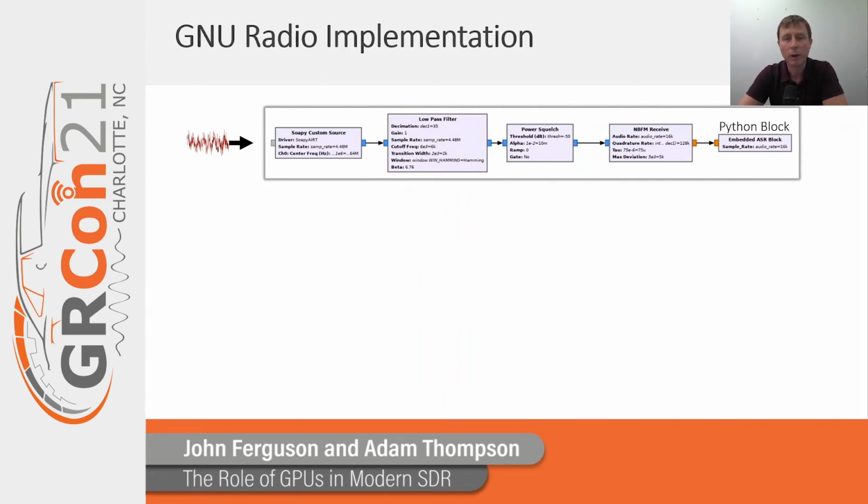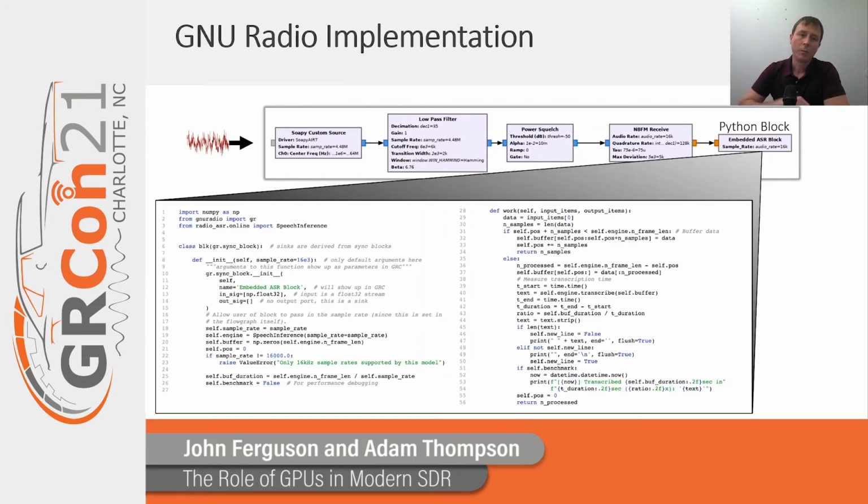We then run that through a power squelch. If we break squelch, then that goes to a narrowband FM demodulation, and then we go to GNU Radio's Python block where we have created embedded ASR code. If you look at this embedded Python block, we have the code down here below. What we are doing is just leveraging the built-in Python block. And you'll notice a couple of things.